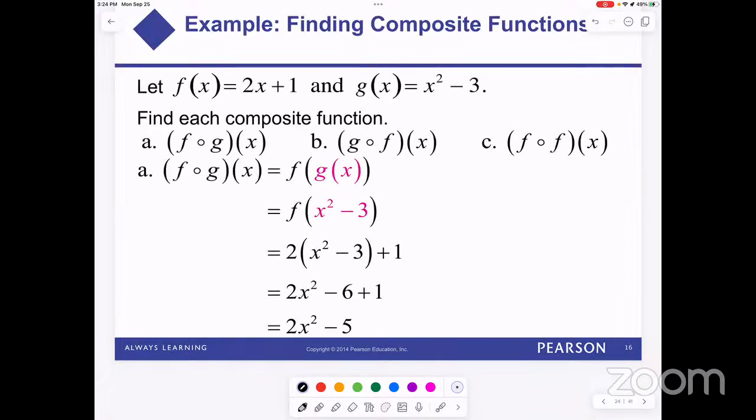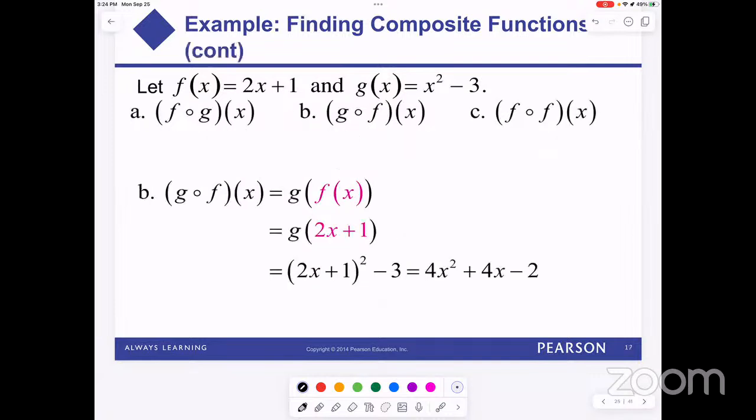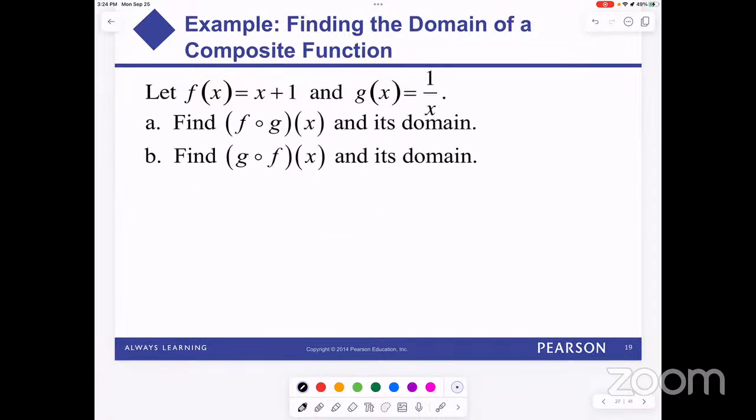And this is just a typed version of that. Given this f and this g, find f composed g of x and its domain. Okay, let's talk about this one. Let's start off with part A and f composed g. So f composed g of x, this means f of g of x, right?